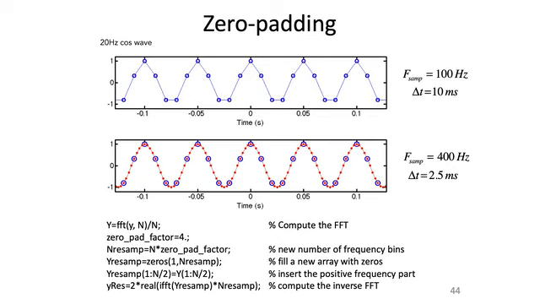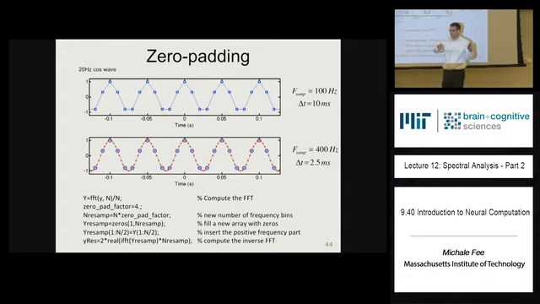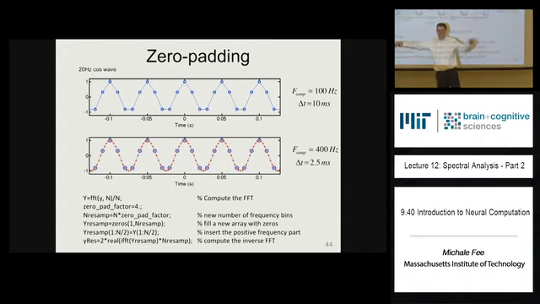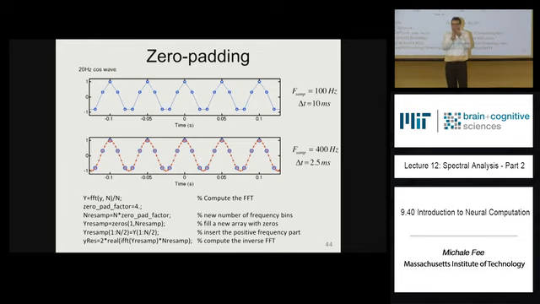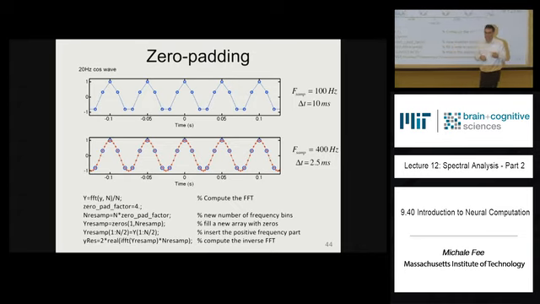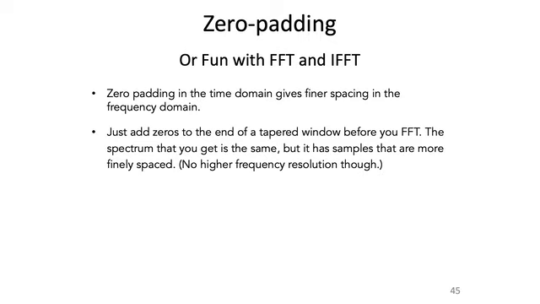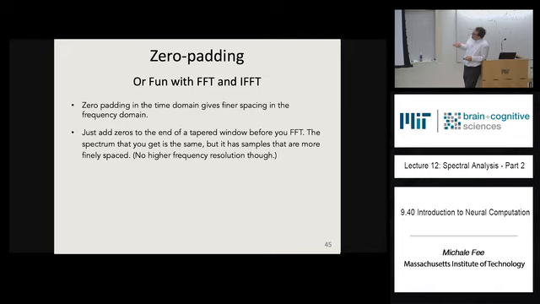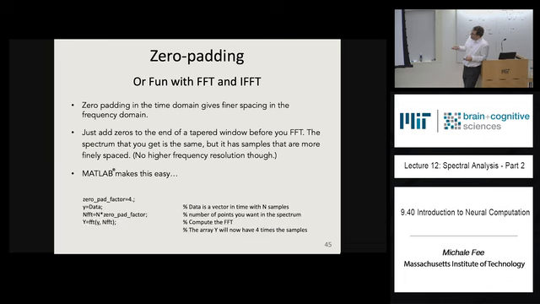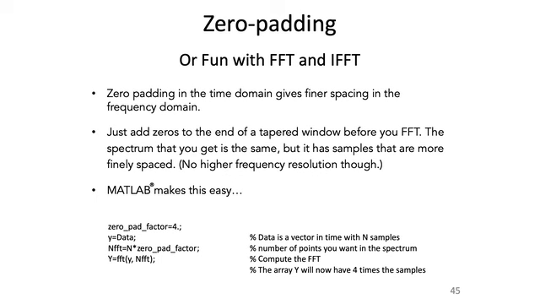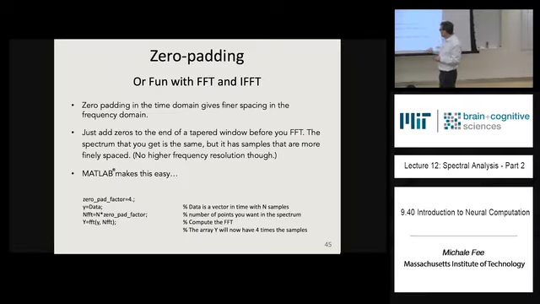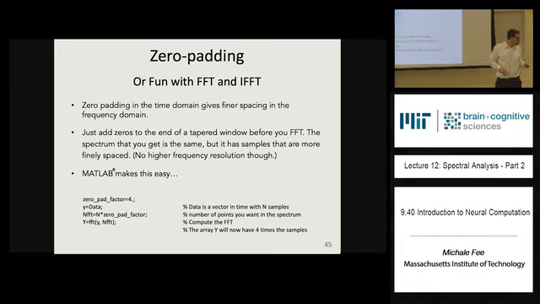You can also sample the signal in the time domain and then add a bunch of zeros to it before you Fourier transform, and that gives you finer samples in the frequency domain. Okay. So zero padding in the time domain gives you finer spacing in the frequency domain. And I'll show you in more detail how to do this after we talk about tapering. And it's very simple code, actually. MATLAB has built into it the ability to do zero padding right in the FFT function.